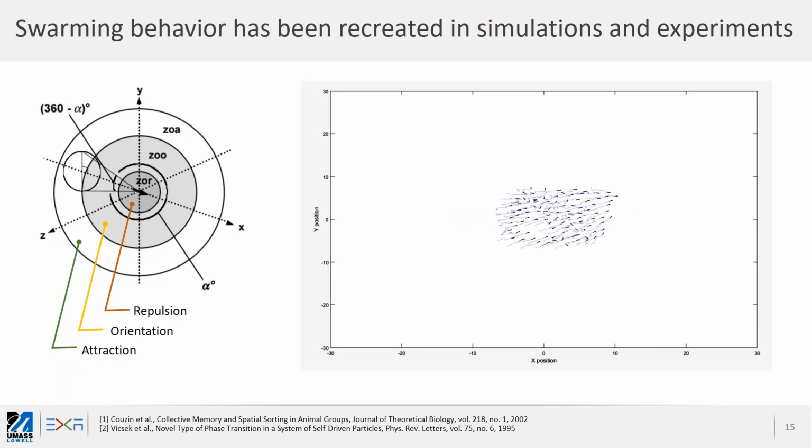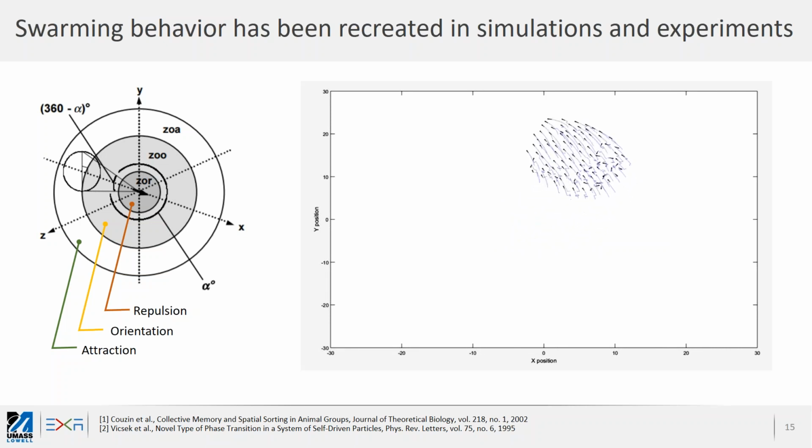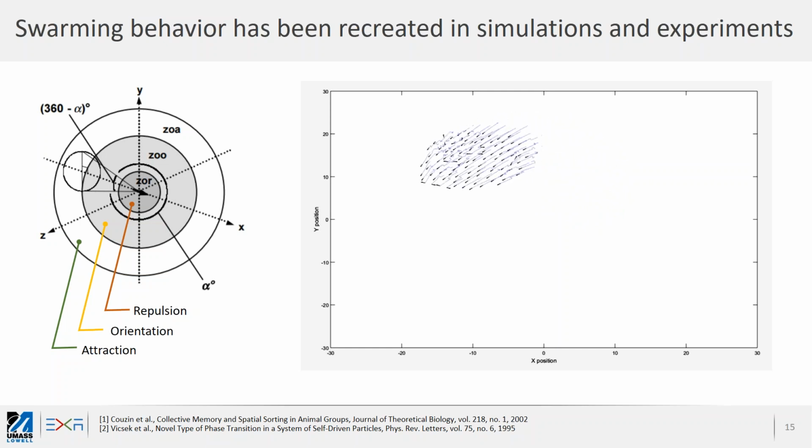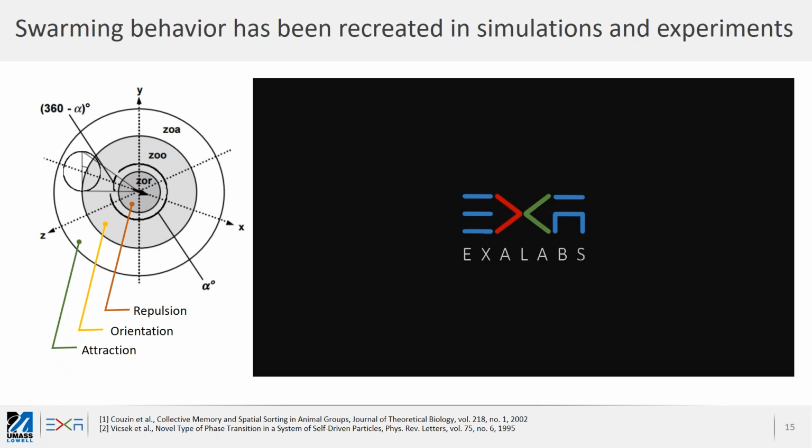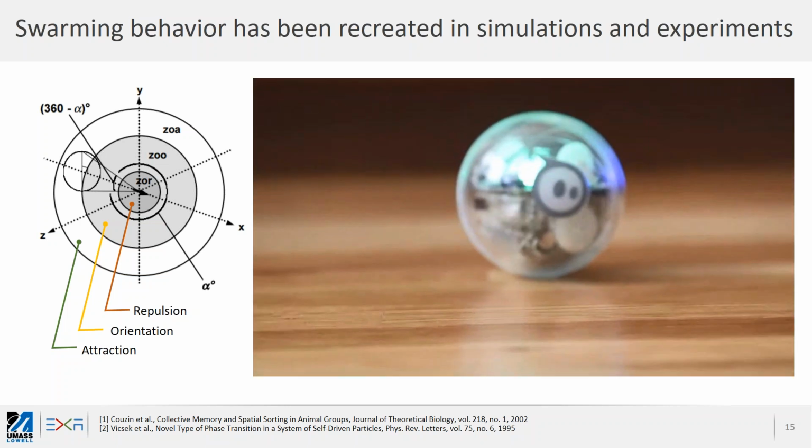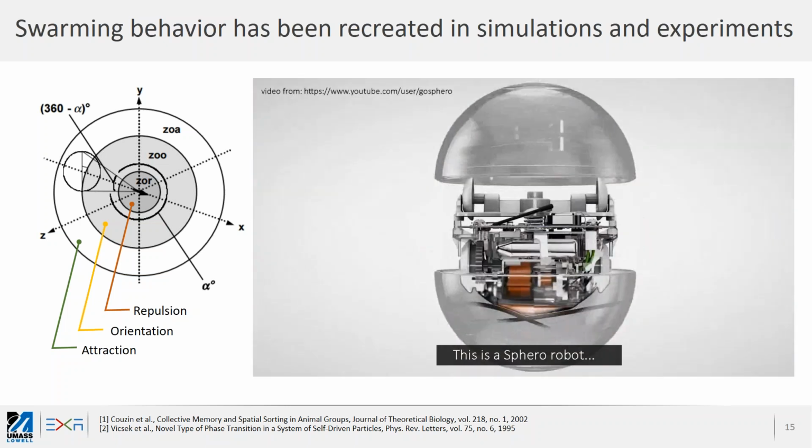And let's see how this manifests. We have a video over here. So what we see is essentially the same kind of flocking behavior that we saw at the very beginning in the video. And this is arising just because of the simple rules of repulsion, orientation, and attraction that we have set up in this simulation. Let's have a look at this same thing being demonstrated in the lab as well.